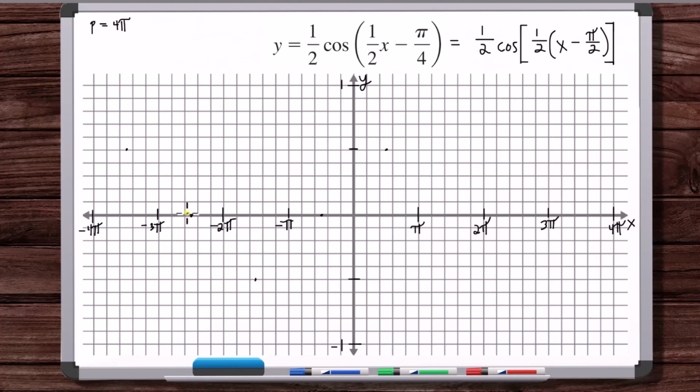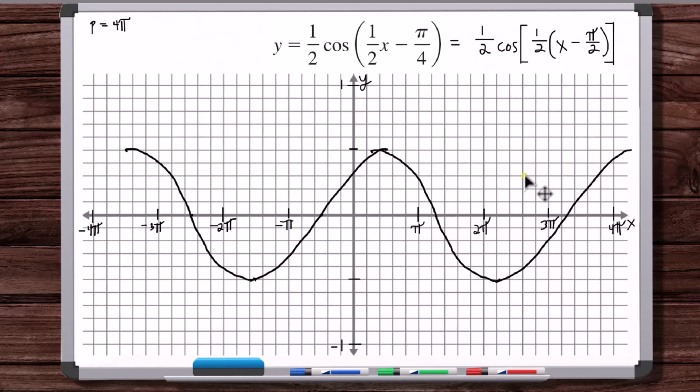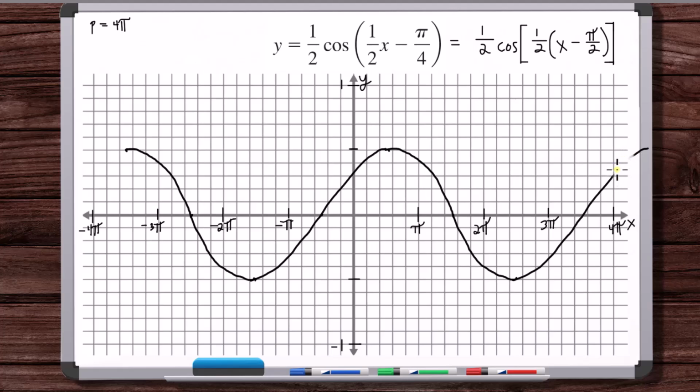Okay. So we've got like that. And there we go. Now the phase shift, it's cosine shifted to the right pi over 2, so there's the phase shift.